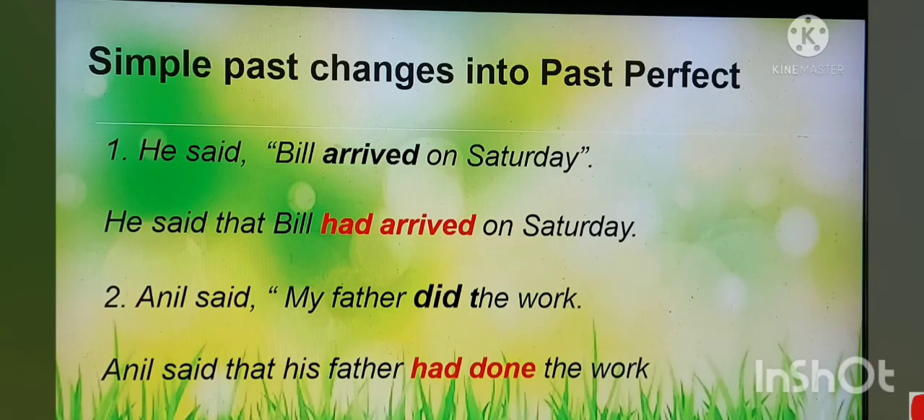Next, Anil said, "My father did the work." Answer, Anil said that his father had done the work. Did is simple past. Had done is the past perfect. So remember, the simple past tense changes into the past perfect tense.